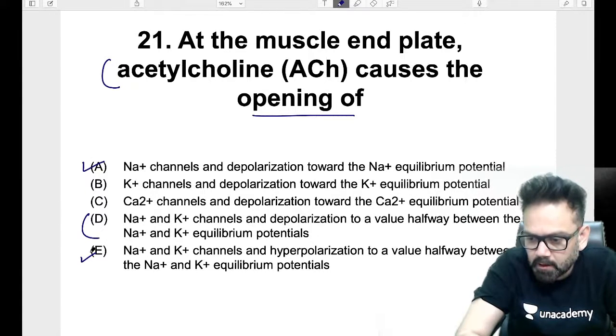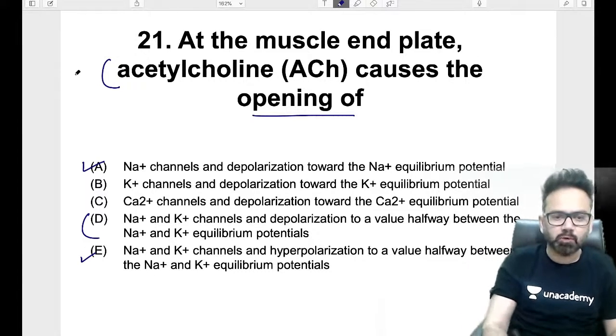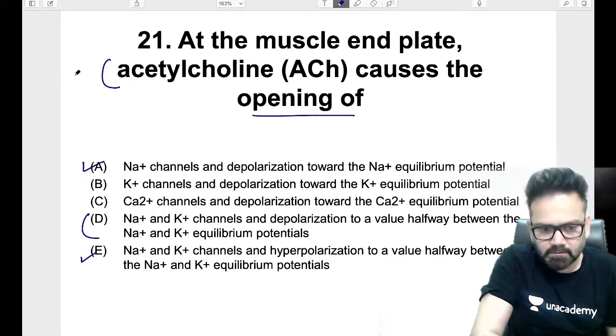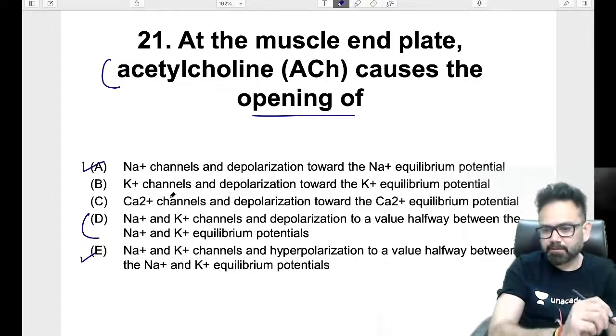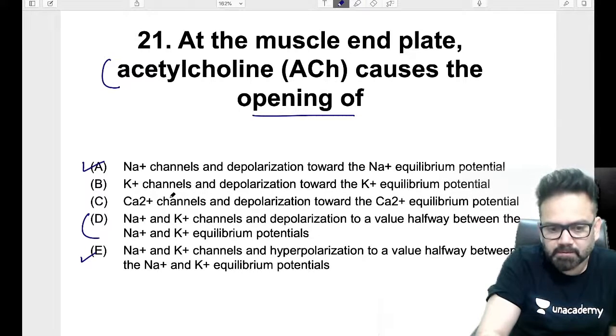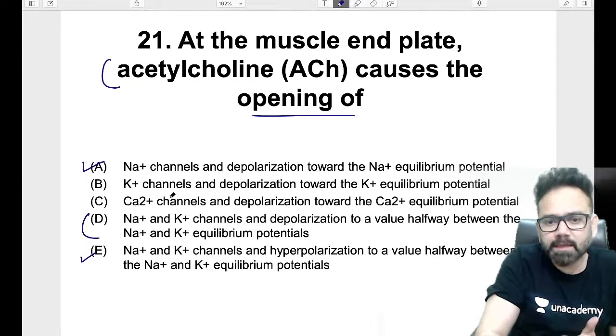Moksha, Sukanya, Ananya, Avinash, all are saying A. Is A correct? At the muscle end plate, acetylcholine causes opening of... You might be remembering your NM junction. What do you think? Only sodium will go, potassium will not come out? Of course, in depolarization, permeability is different. So what should be the answer? Sodium or both?